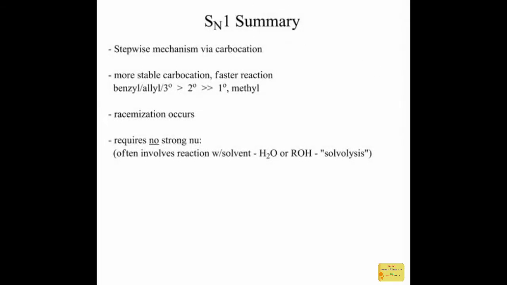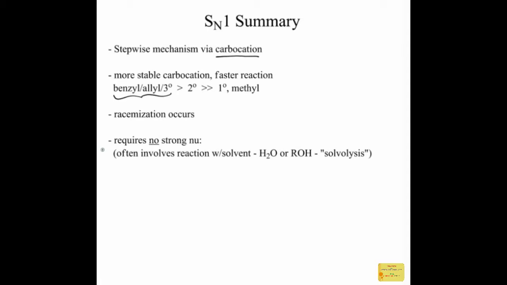So what have we seen so far for the SN1 mechanism? This was a stepwise mechanism via the carbocation. And knowing something about that carbocation is going to tell us something about the rate of the reaction, because the more stable the carbocation, the faster the reaction. So the best looking SN1 reactions we can have are for the best carbocations, things like benzylic, next to a benzene ring, allylic, or tertiary.